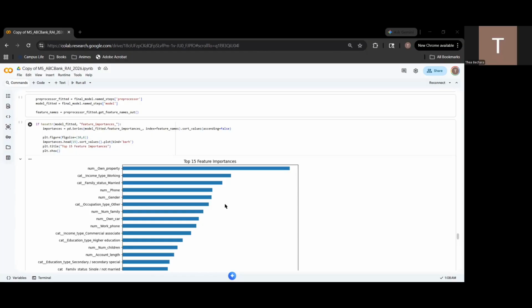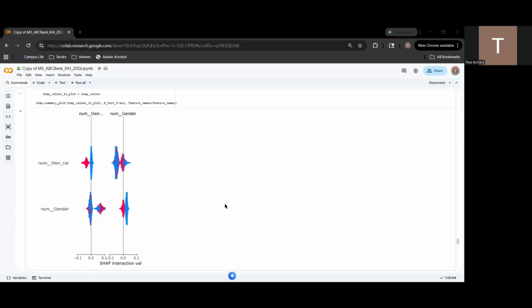We also generated partial dependence plots. These plots show how predicted approval probability changes as a single feature changes while other variables remain constant. This helps decision makers understand how variables such as own car or gender influence approval decisions. And as can be seen in our own results, there isn't much influence from gender, and gender doesn't necessarily impact the results of our model.